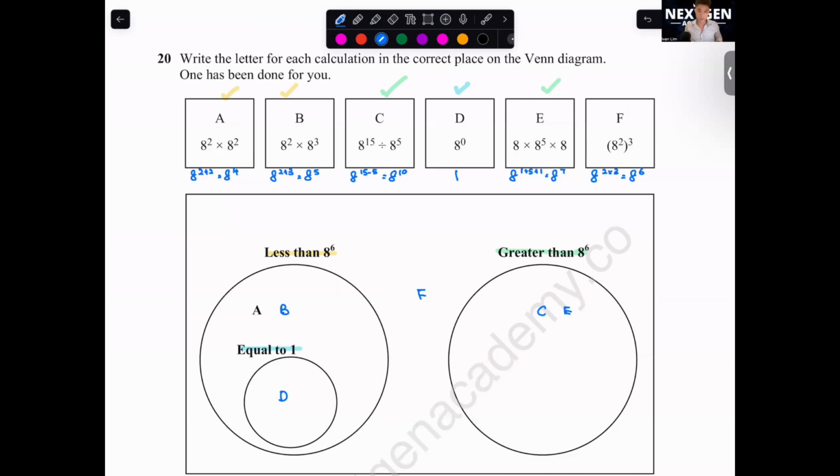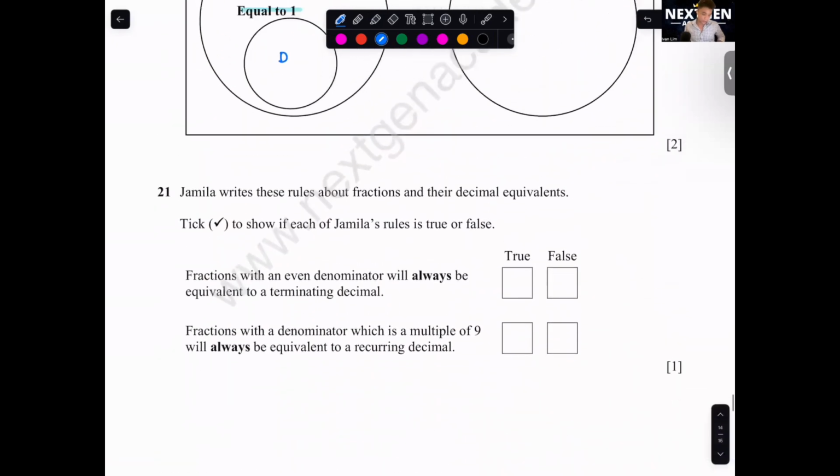Okay, next one. Question 21. Jamila writes these rules about fractions and their decimal equivalents. Tick to show if Jamila's rule is true or false. Fraction with an even denominator will always be equivalent to a terminating decimal. Is this true?